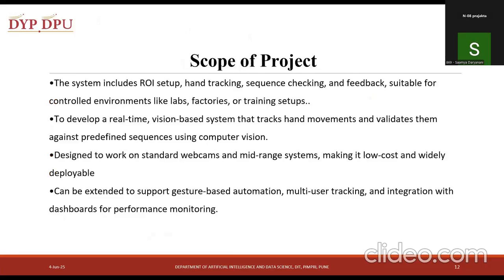Scope of the project. Our system is meant for controlled environments like factories, training centers, or labs. It uses regular webcams and mid-range systems, making it cost-effective. It tracks hand movements, validates them against the task sequence, and can be extended for gesture automation or multi-user tracking. It's modular and scalable, perfect for SMEs and industry use cases.